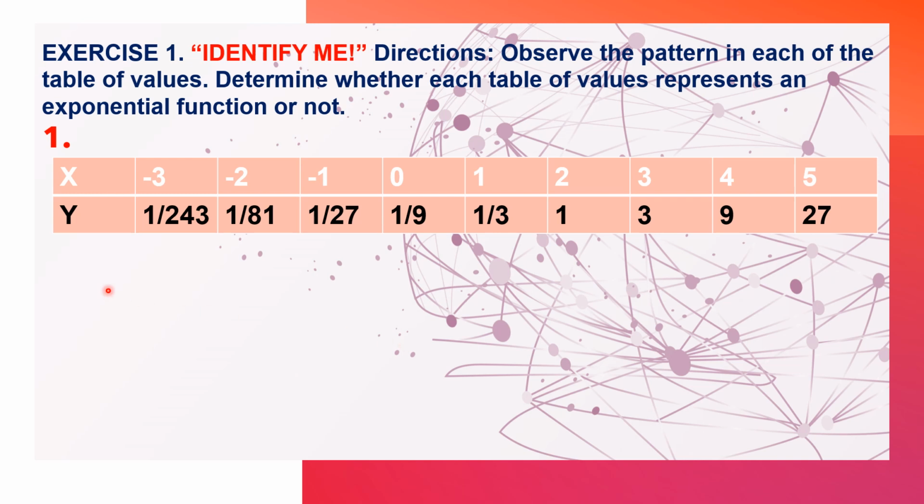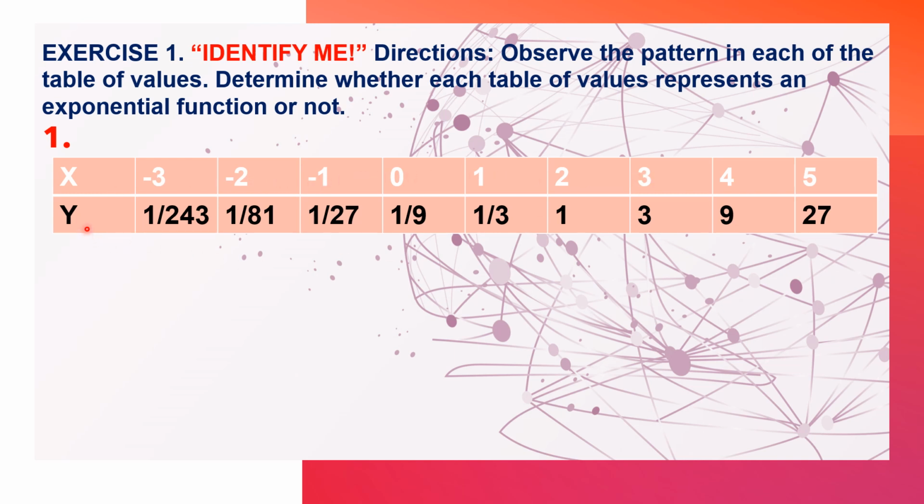function. So in our first table, let's check if our x values have a common interval by subtracting. So 5 minus 4 is 1, 4 minus 3 is 1, 3 minus 2 is still 1, 2 minus 1 is 1, 1 minus 0 is 1, 0 minus negative 1 is still 1, negative 1 minus negative 2 is 1, negative 2 minus negative 3 is still 1. So our x values here have a common interval.